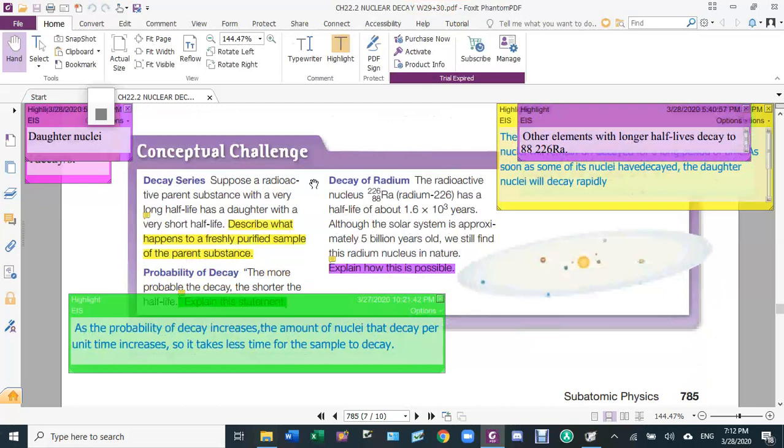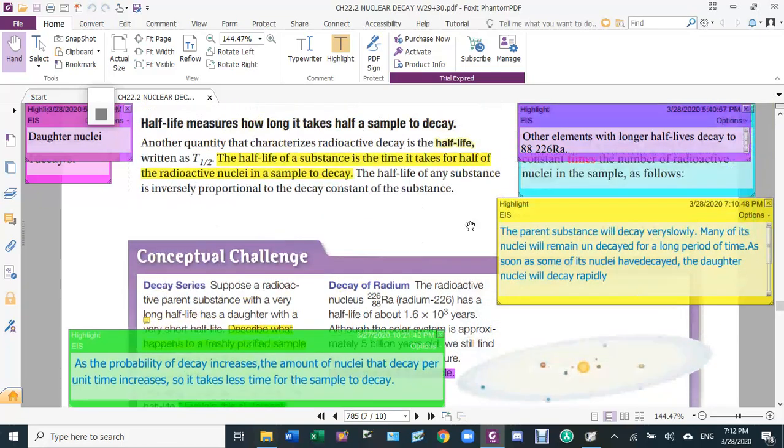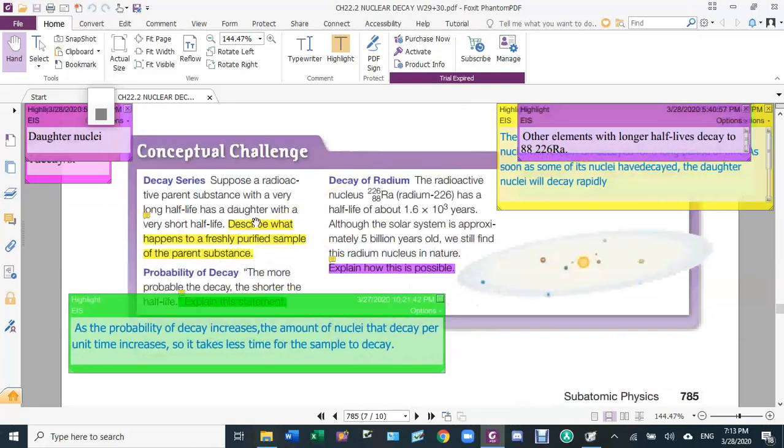Conceptual challenge: decay series. These are questions. Suppose a radioactive parent substance with a very long half-life has a daughter with a very short half-life. Describe what happens to a freshly purified sample of the parent substance. You can answer this way. The parent substance will decay very slowly. Many of its nuclei will remain and decay for a long period of time. As soon as some of its nuclei have decayed, the daughter nuclei will decay rapidly. This is the answer for question number 1.